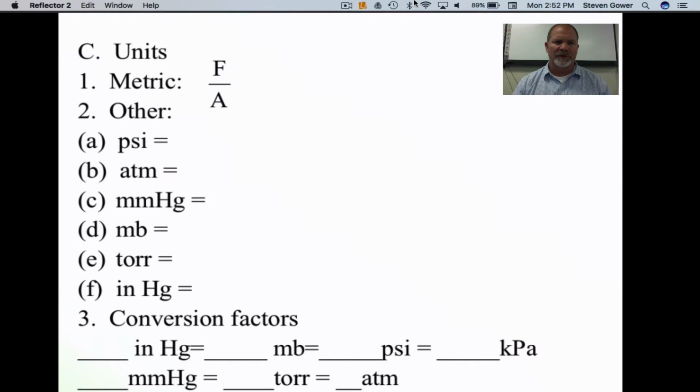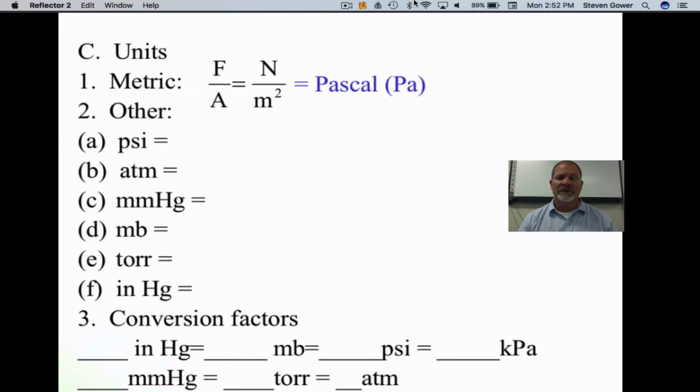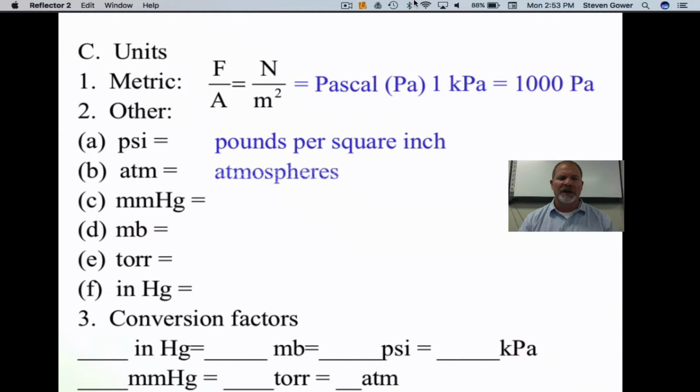Next, the units for force over area are Newtons per meter squared, which is the same as the Pascal, where we use the kilopascal. That's the measurement we actually use. Other ones we can use are PSI, which is pounds per square inch, ATM atmospheres, and millimeters of mercury. Remember, Hg is mercury, so I can have millimeters, centimeters, or inches of mercury.